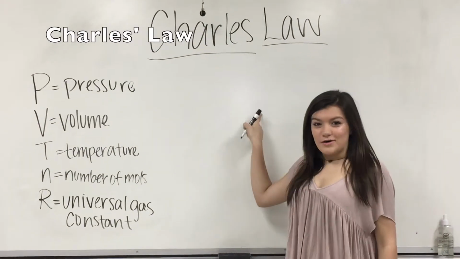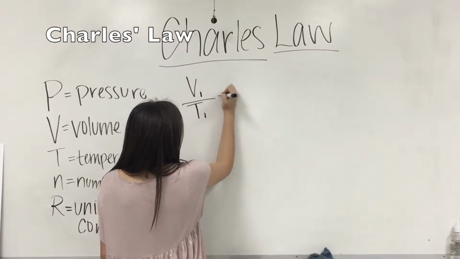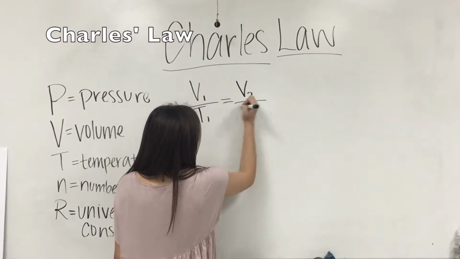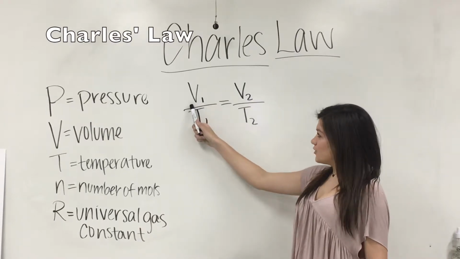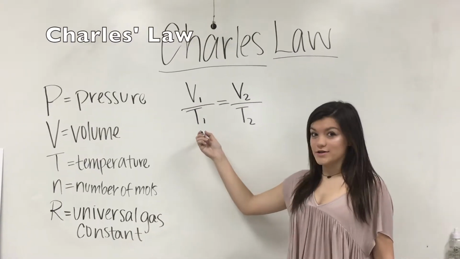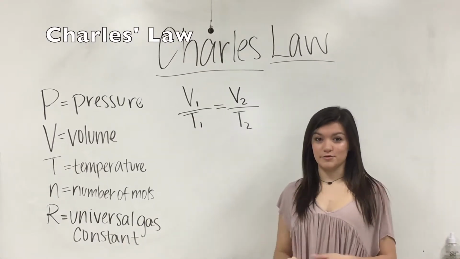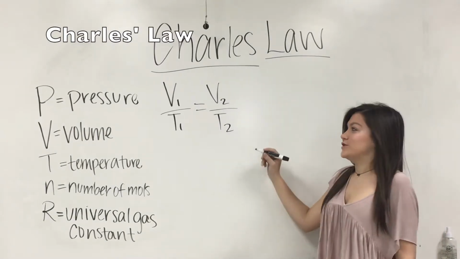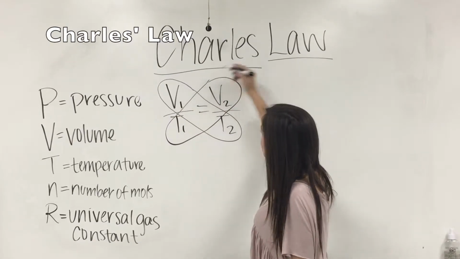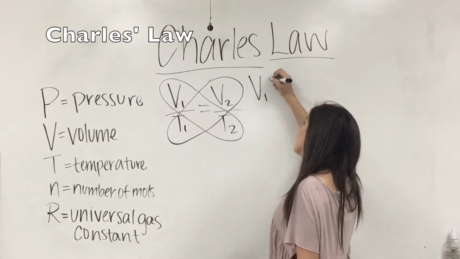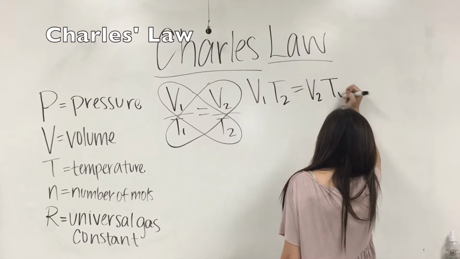So the Charles law equation is V1 over T1 equals V2 over T2. The variables stand for initial volume divided by the initial temperature, which equals the final volume divided by the final temperature. A more friendly way to use this equation is if you cross multiply these, and you get a new equation of V1 T2 equals V2 T1.